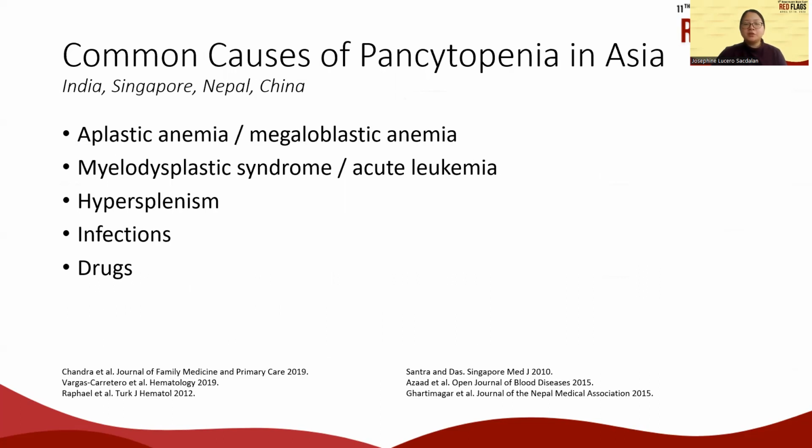In a review of literature of Asian cohorts presenting with pancytopenia, there is available published data from India, Singapore, Nepal, and China. In these reports, these are the more common causes of pancytopenia, listed in descending frequency. Aplastic anemia and megaloblastic anemia come first, followed by myelodysplastic syndrome and acute leukemia, then followed distantly by hypersplenism, infections, and drug-induced causes.